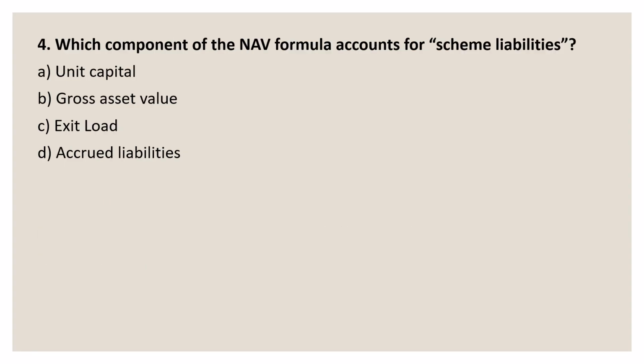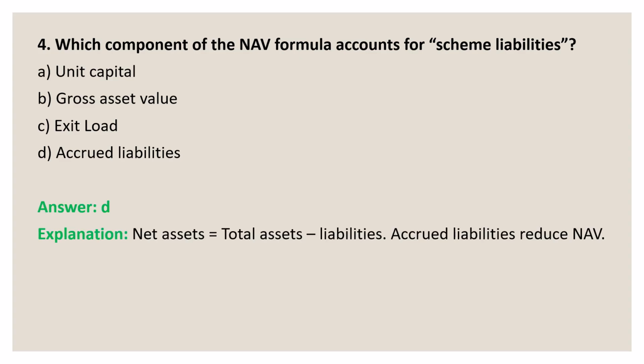Next question. Which of the following components of the NAV formula accounts for scheme liabilities? Option A, unit capital; option B, gross asset value; option C, exit load; and option D, accrued liabilities. Correct answer is option D, accrued liabilities.